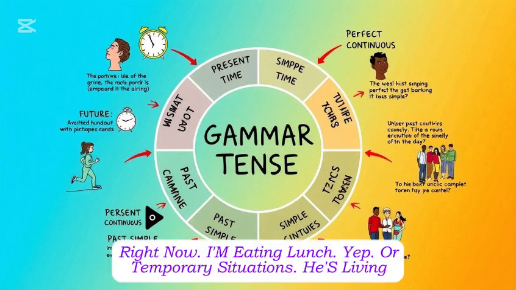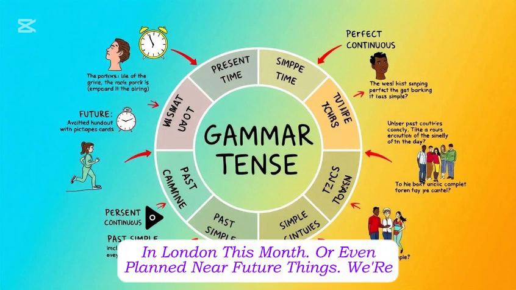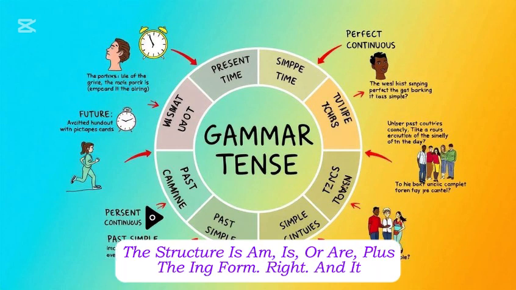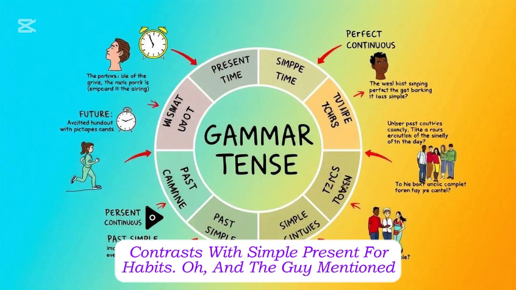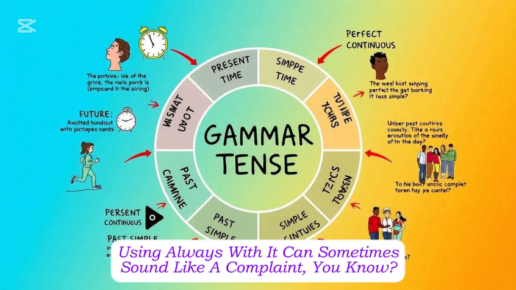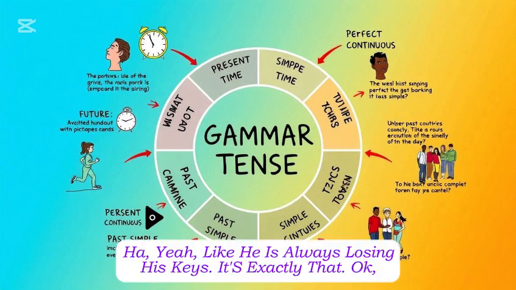And we have present continuous. Actions happening right now. I'm eating lunch. Yep. Or temporary situations. He's living in London this month. Or even planned near-future things. We're going to the movies tonight. So it's got that happening-around-now feel. The structure is am, is, or are, plus the -ing form. And it contrasts with simple present for habits. The guide mentioned using always with it can sometimes sound like a complaint, like he is always losing his keys. It's exactly that.